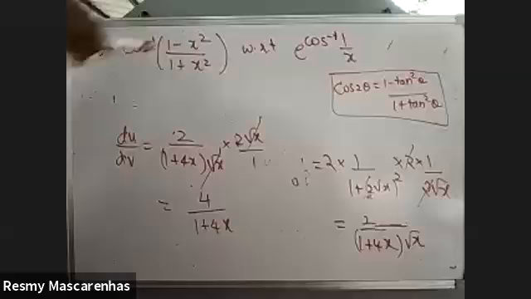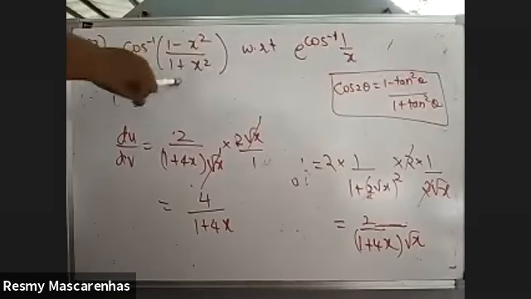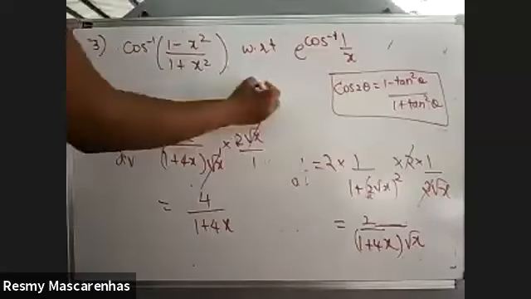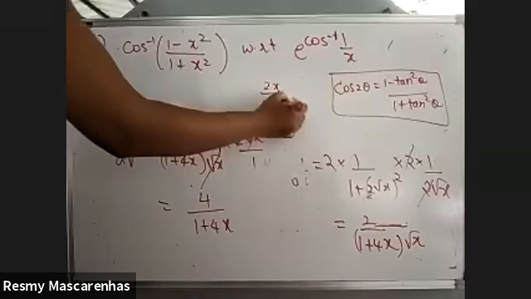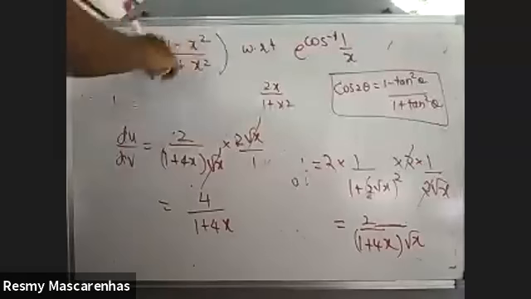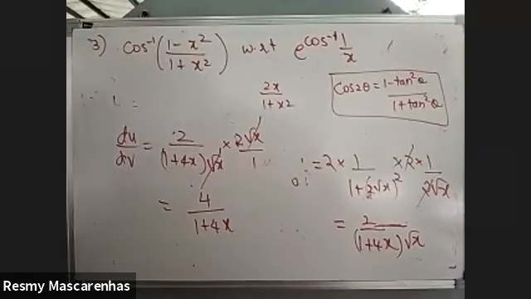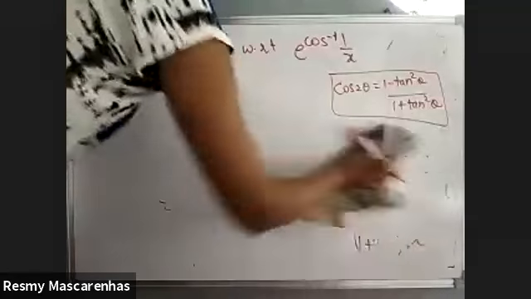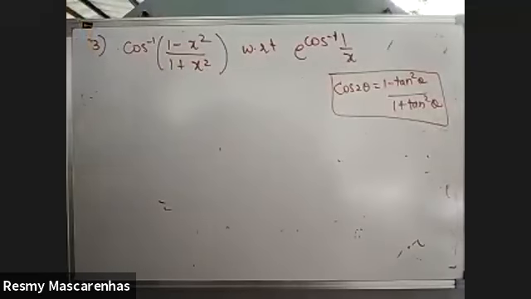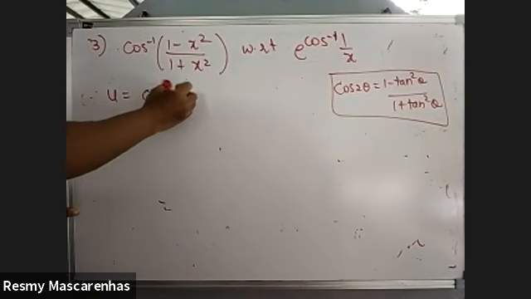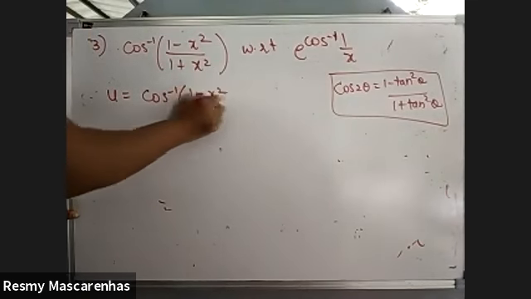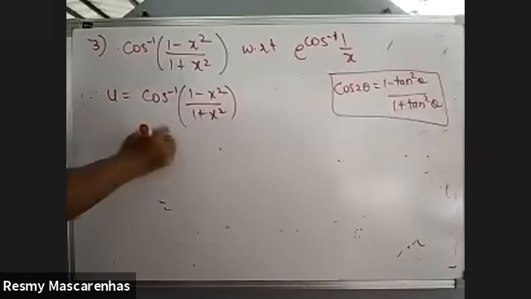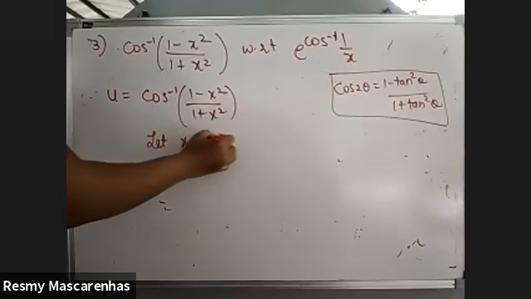Okay, so if they give cos inverse, then they will give in this form. If they give sine inverse, then they will give in this form, 2x upon 1 plus x square. For cos, it is 1 minus x square upon 1 plus x square. So u is cos inverse of 1 minus x square upon 1 plus x square. So let x be equal to tan theta.